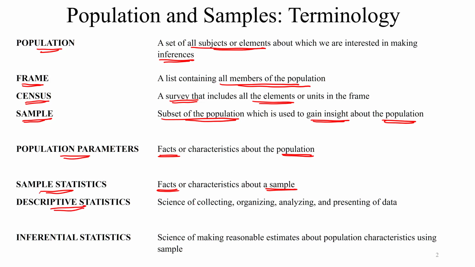Descriptive statistics is the science of collecting, organizing, analyzing, and presenting data. Inferential statistics is the science of making reasonable estimates about a population using a sample. So we use a sample to make inferences about the population. It is called inferential statistics.